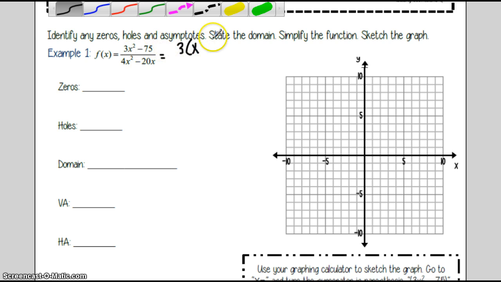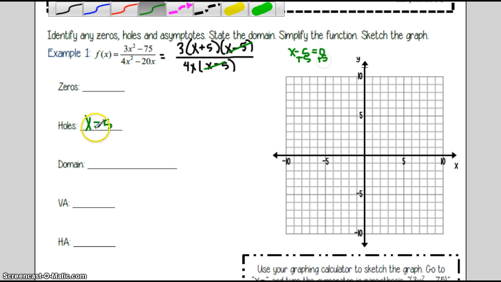So factoring out a 3, we then have an x squared minus 25, which is a difference of squares. So it should be an x plus 5 and an x minus 5. On the bottom, we're going to take out a 4x, and we're left with x minus 5 on the bottom. So we can see our hole here. What's matching up is going to be x equals 5. So if we set that off to the side and we solve it, then we get our hole, 5.